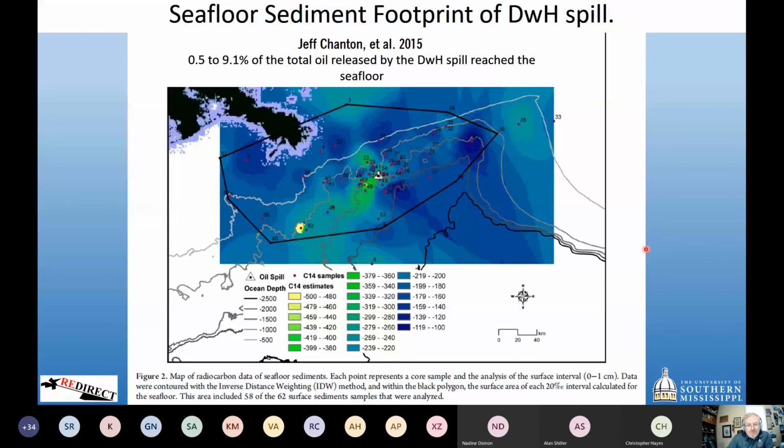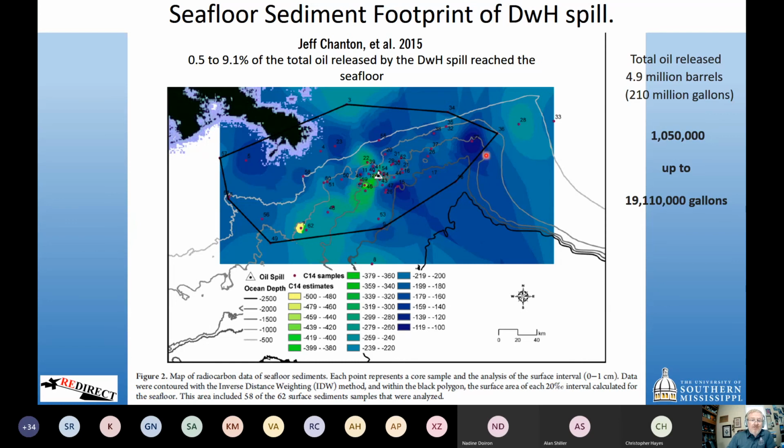So the seafloor footprint originally published by Jeff Chanton et al. in 2015, which shows basically, again, the northeast, southwest, and we find, based on his numbers, between 1.5 million and 19 million gallons of the oil was deposited on the seafloor. He estimated in this area right here.